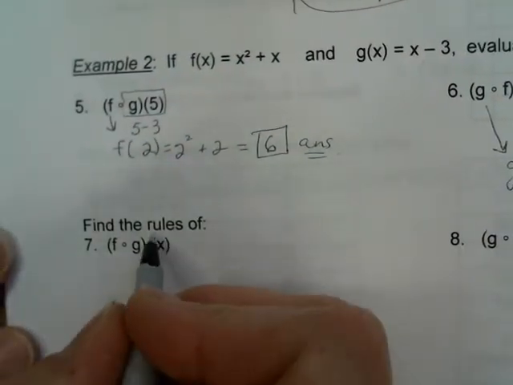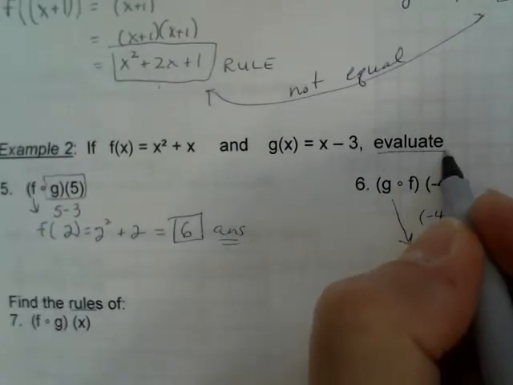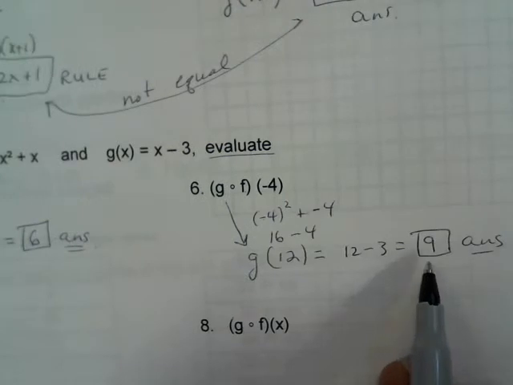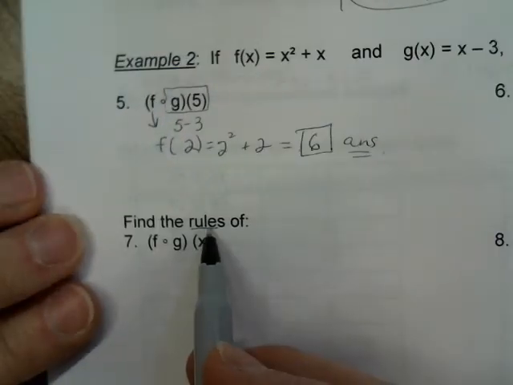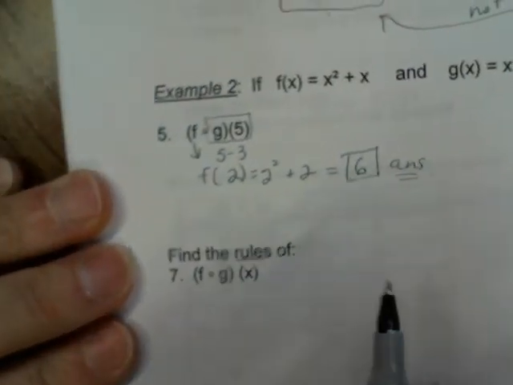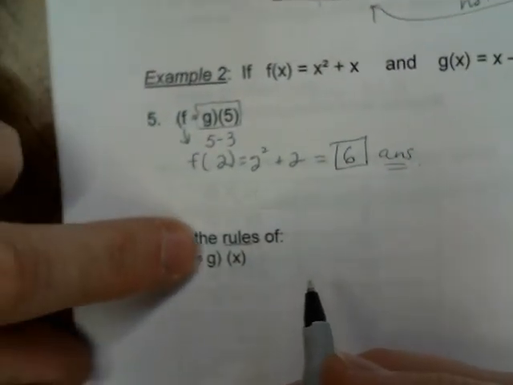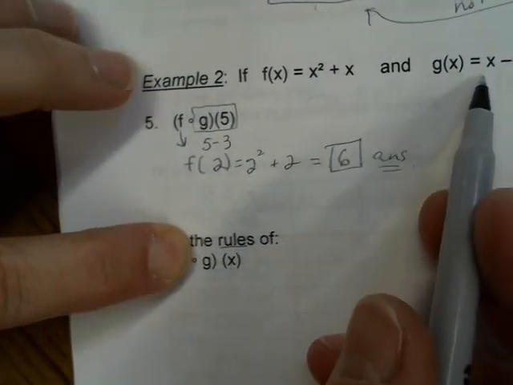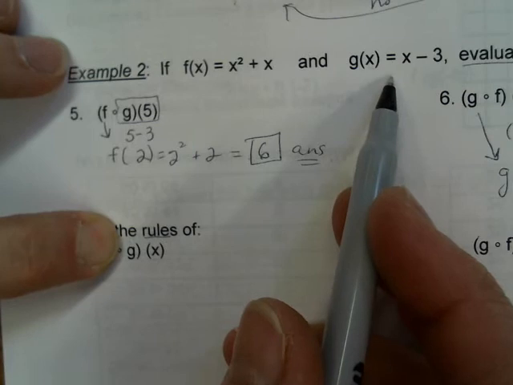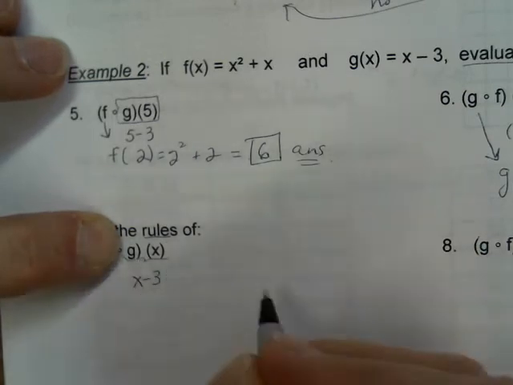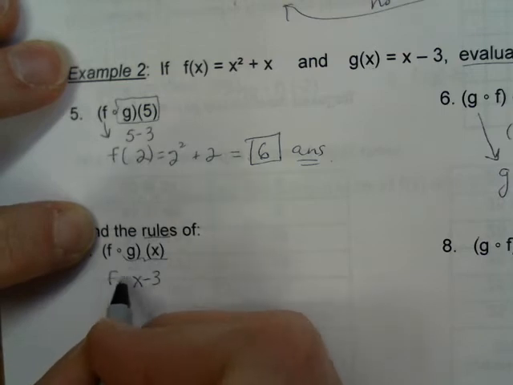And now again, we're going to find the rules. Remember, evaluate will give you a number answer like a 6 or a 9. But when you have to find a rule, your answer is probably going to have an x in it like it did up here. Here's a rule. So what are we going to do with this rule? We're going to cover up the f function and write down what g of x is. Well, g of x is x minus 3. So we're going to write down x minus 3 here in place of the g of x. Drop the f function down.